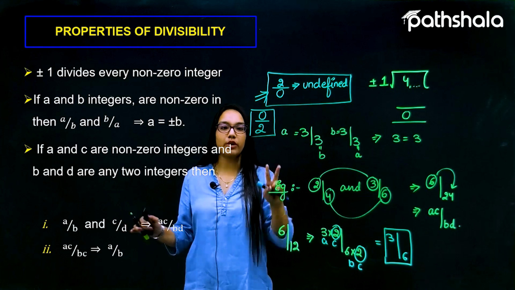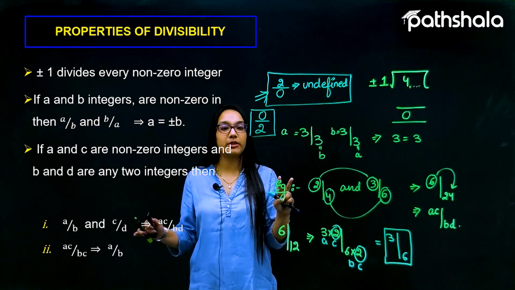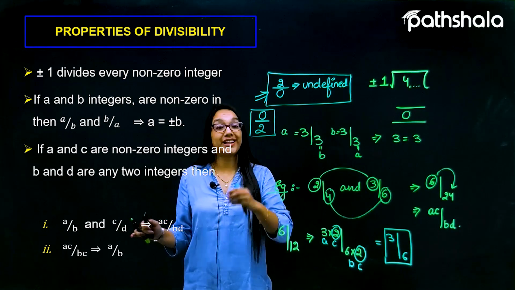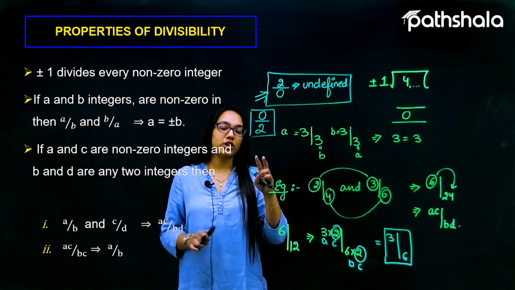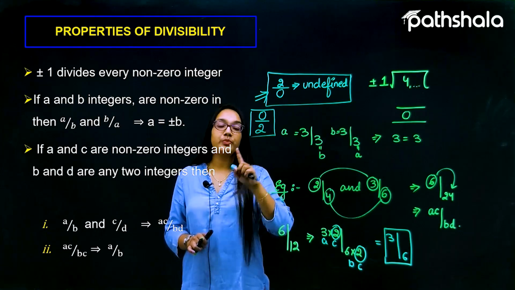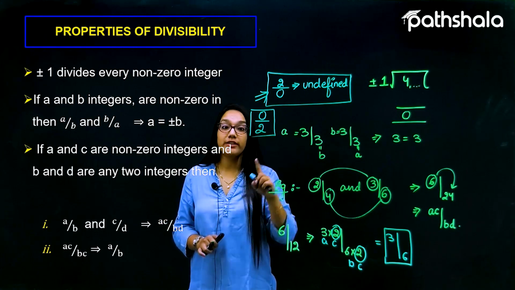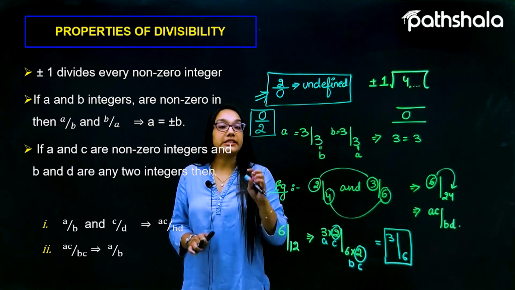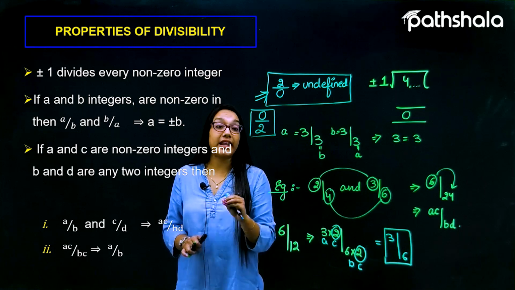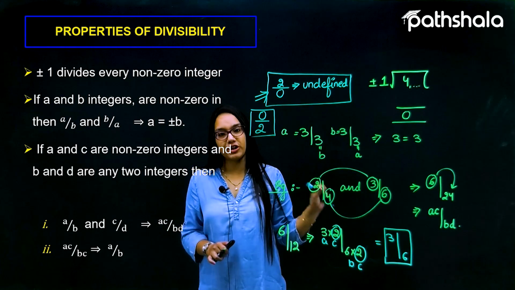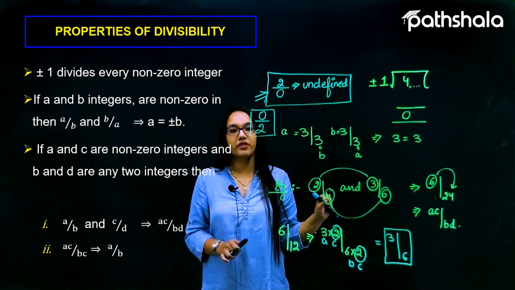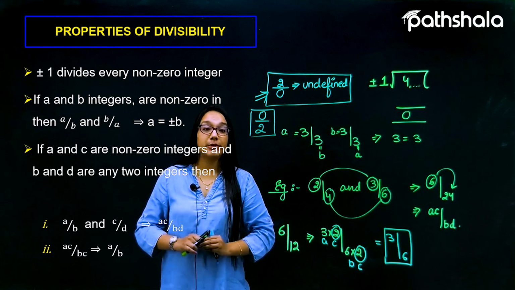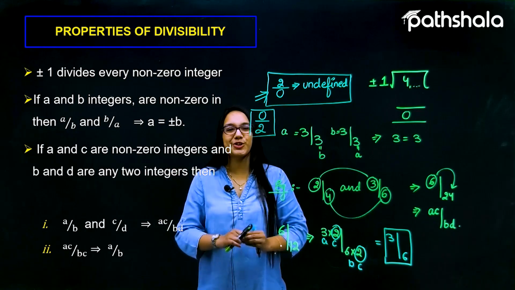So these are the two important properties of divisibility that are related with the number 0. The first one is that 0 cannot divide any particular integer, and the second one is that 0 is divisible by any non-zero integer. These are the two important properties related with the number 0. So I hope all these properties of divisibility are clear to you. So let's move on further.